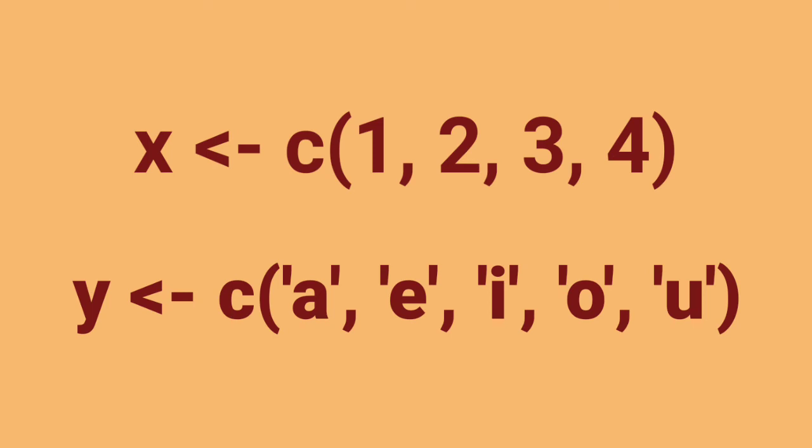Say for example, there are two vectors x and y. x is a numeric vector because it has stored 4 elements 1, 2, 3, 4 and all 4 are numeric. Similarly, the second vector is a string vector, which is y. It has 5 elements a, e, i, o, u, so it is a vector of vowels. And to create a string vector, we generally need to use single quotes or double quotes to store the elements.